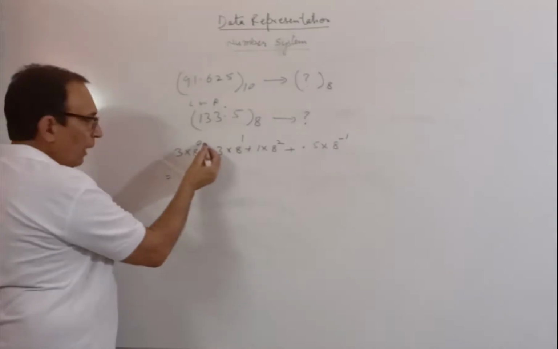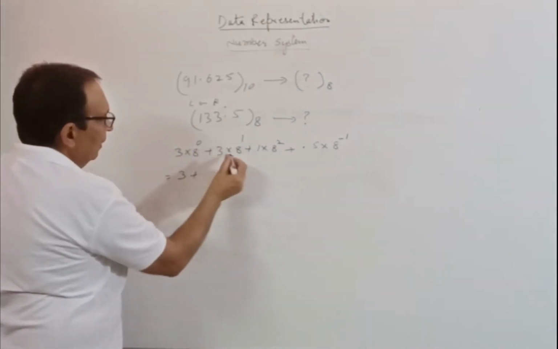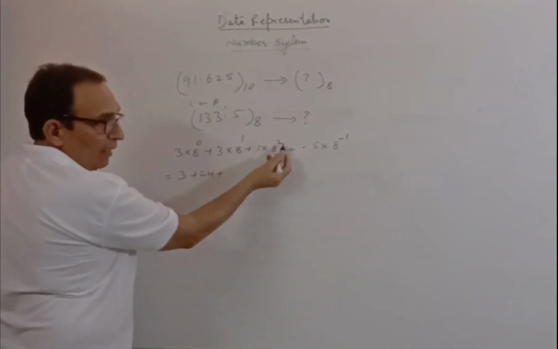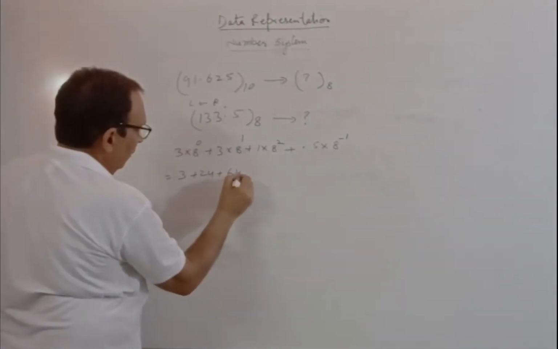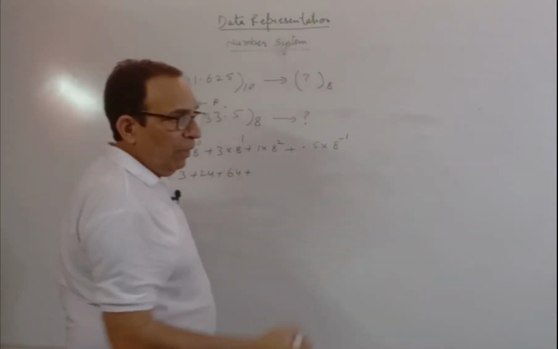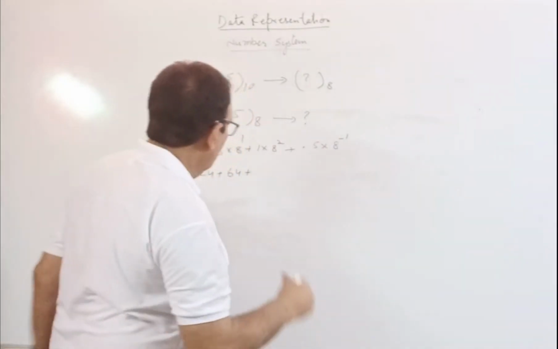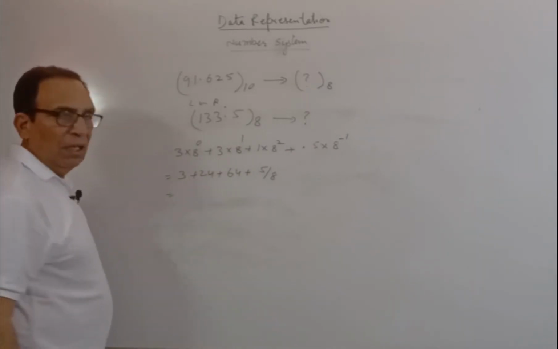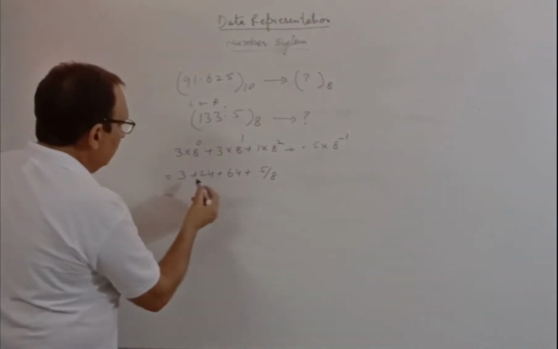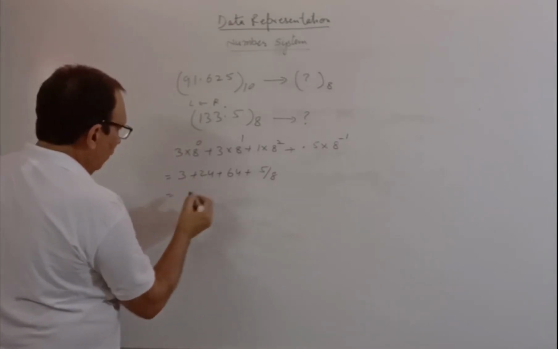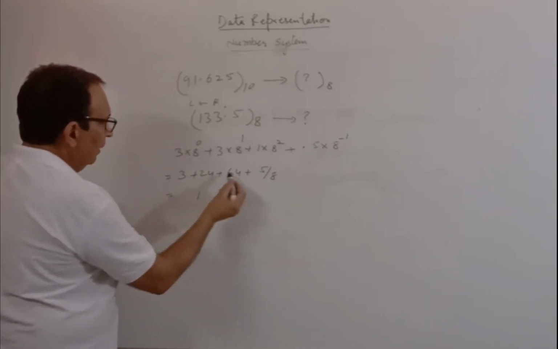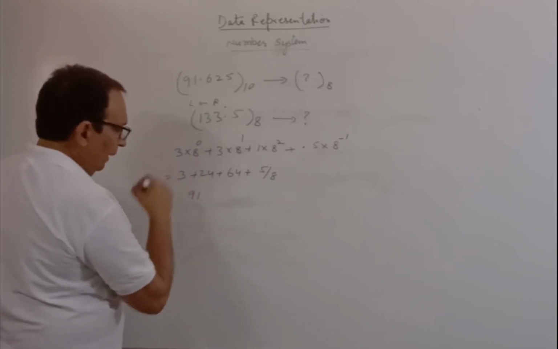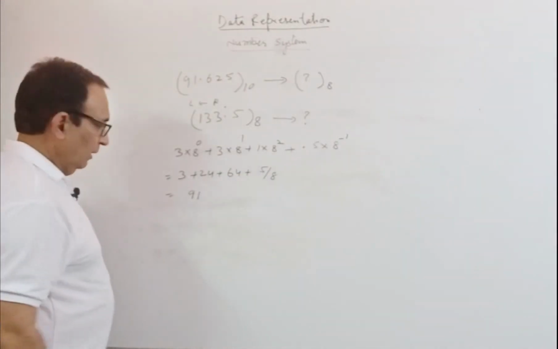8 raised to the power 0 is 1, 1 into 3 is 3. This is 8, 8 times 3, 24. 8 into 8 is 64, 64. Plus 8 raised to the power minus 1 is equal to 1 over 8, so I write this one as 5 over 8. The sum of these integer values comes to be 91.